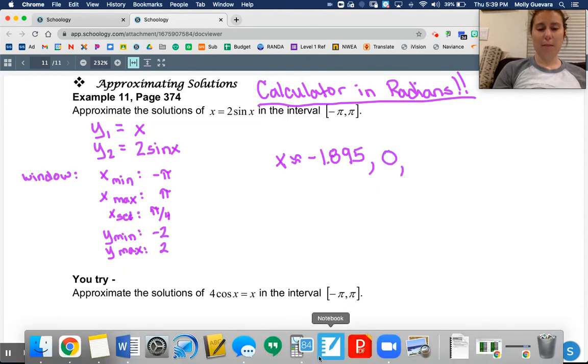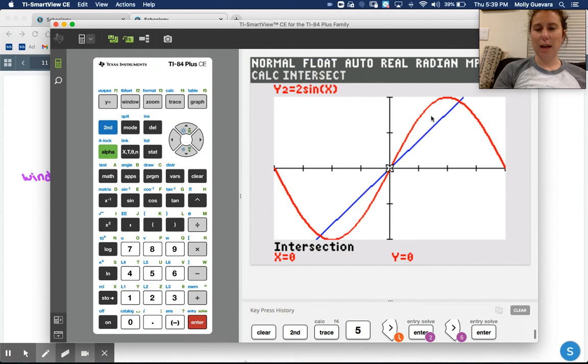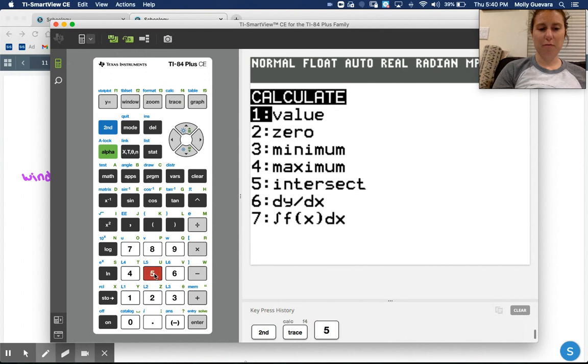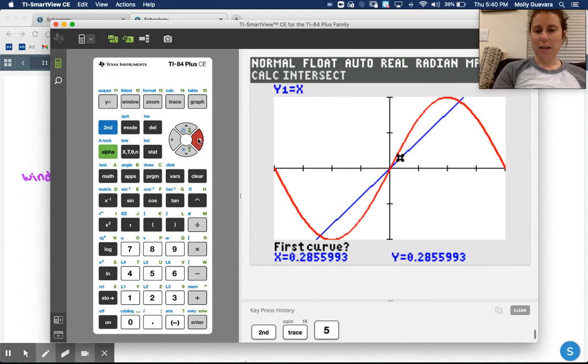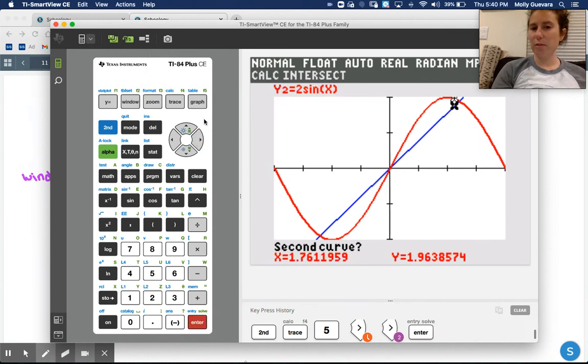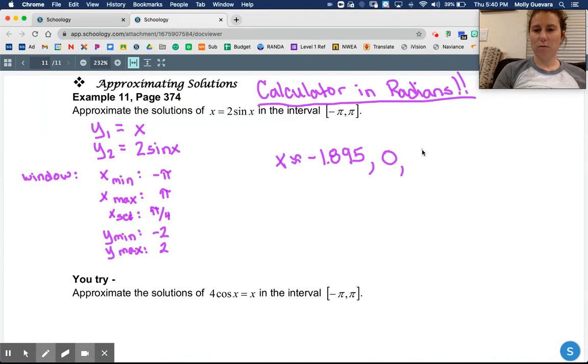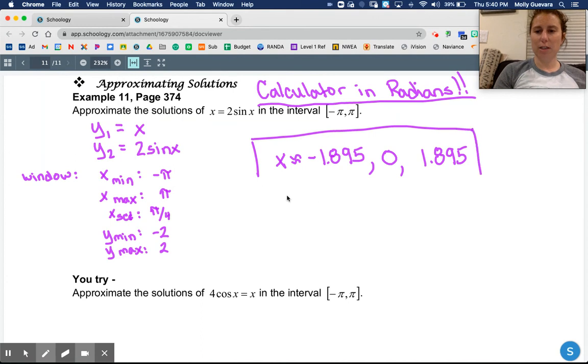And then I'm going to do it again for this guy. Second, trace. Number 5 is intersect. Again, now I'm going to be interested in this one. So the blue is the correct one for the first one, and the red is the correct one for the second one. It's close enough on a guess. Hit enter. Now it's positive 1.895. So those are the points of intersection.